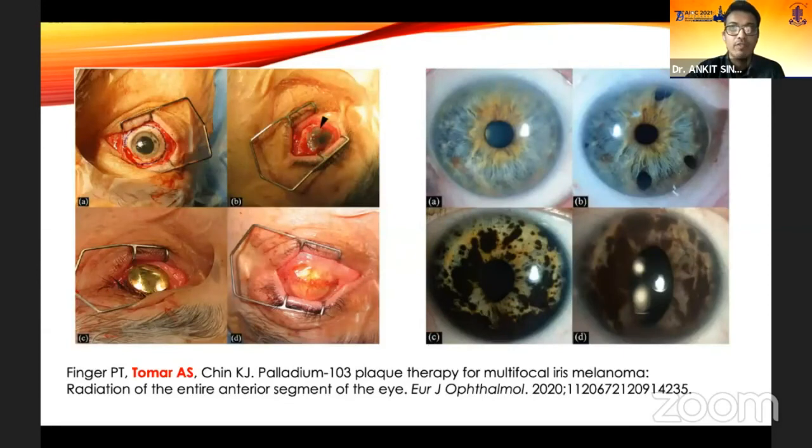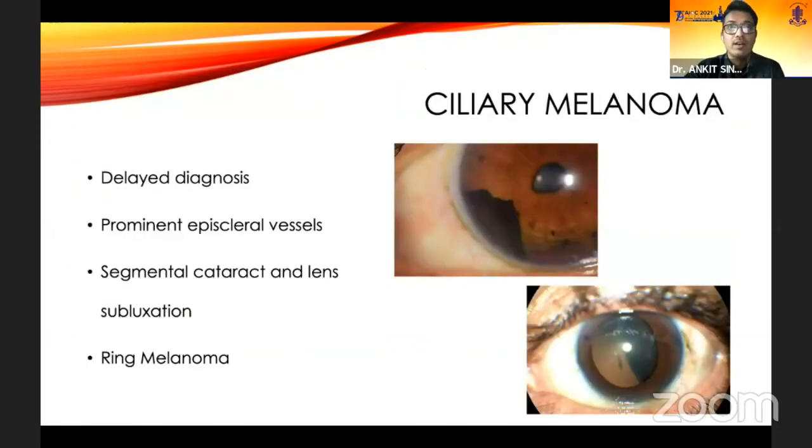We recently described a new technique of total anterior segment plaque brachytherapy for diffuse iris melanomas. Here we used a custom 20 millimeter large plaque, which was placed over the amniotic graft covered cornea to irradiate the entire anterior segment. It had excellent local control with no corneal side effects.